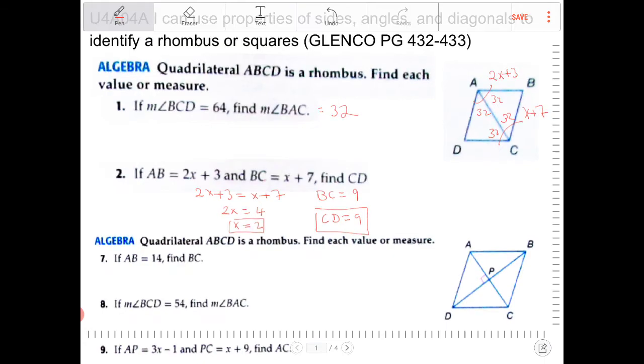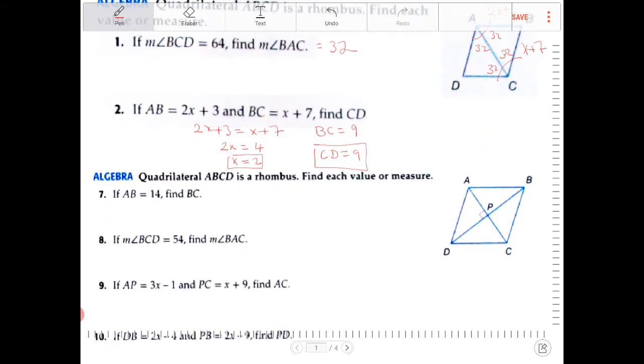Quadrilateral ABCD is a rhombus. Find each value or measure. So AB is equal to 14. Find BC. BC therefore must also equal 14.